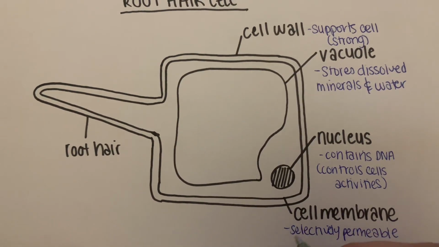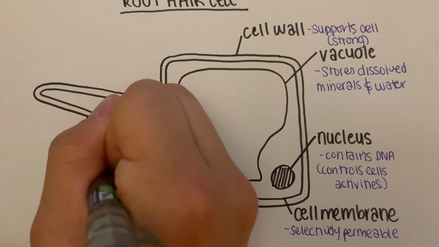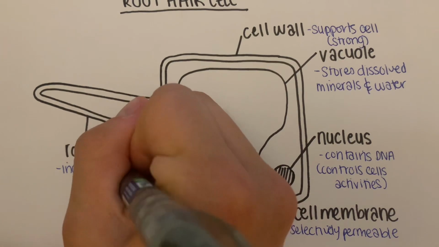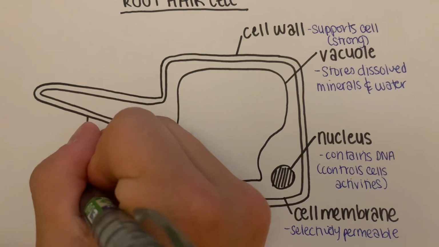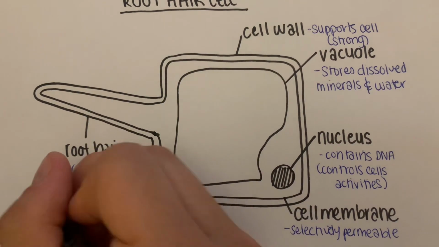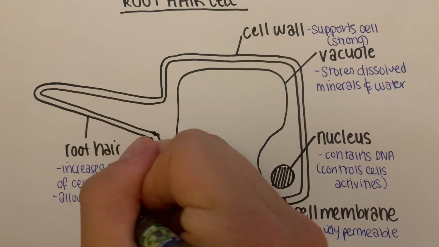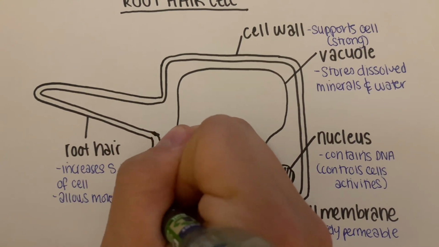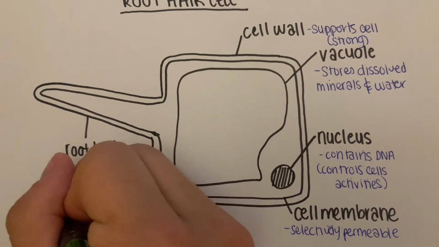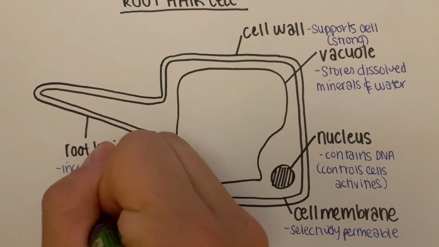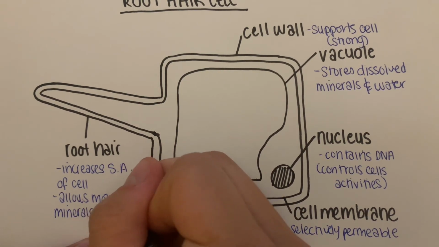We've then got the root hair. Now this increases, I'm going to put SA for surface area. So it increases the surface area of the cell, which allows more uptake, which just means it allows more water and minerals to be absorbed. Allows more uptake of minerals plus water.